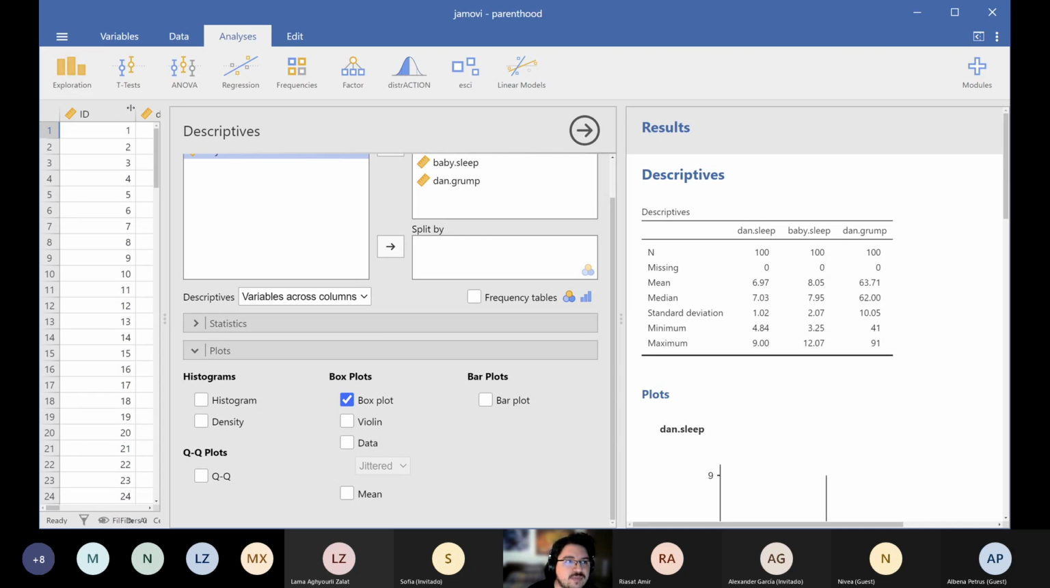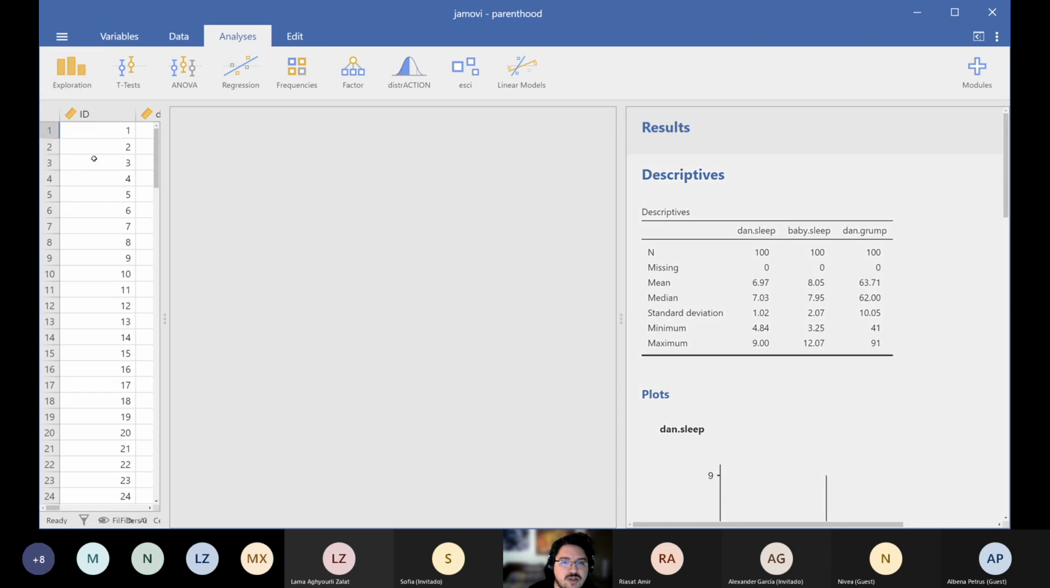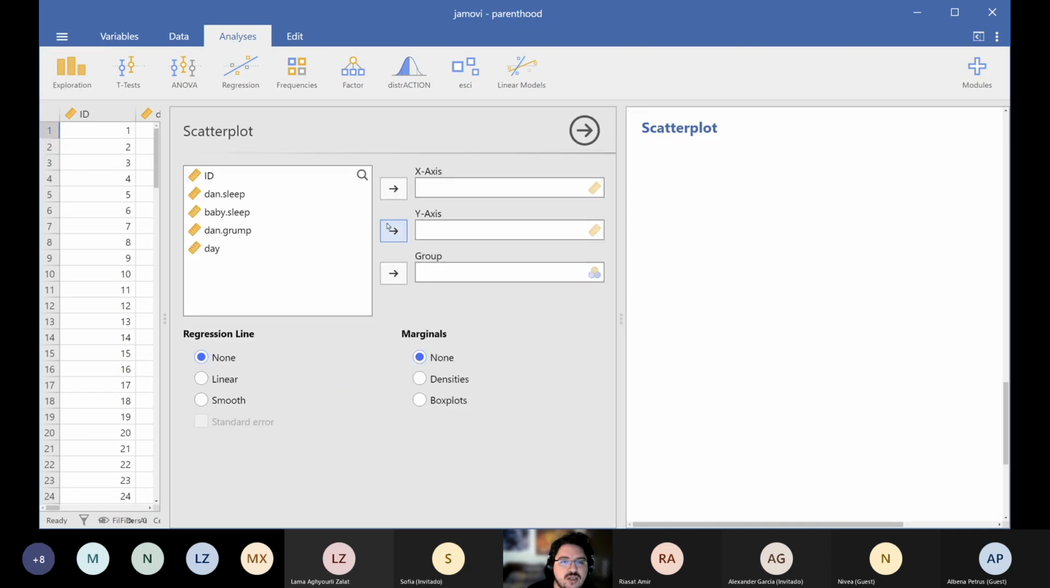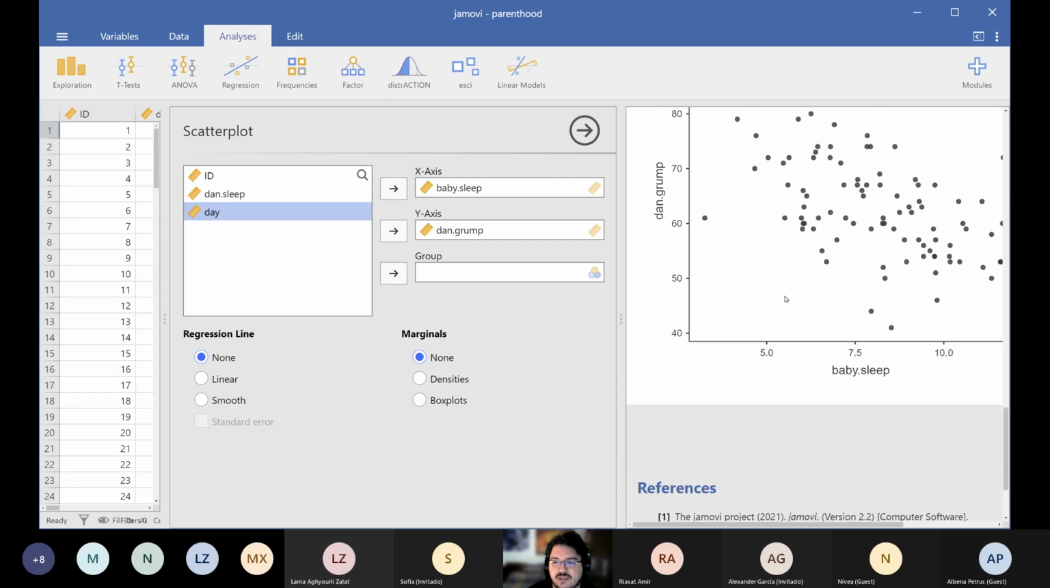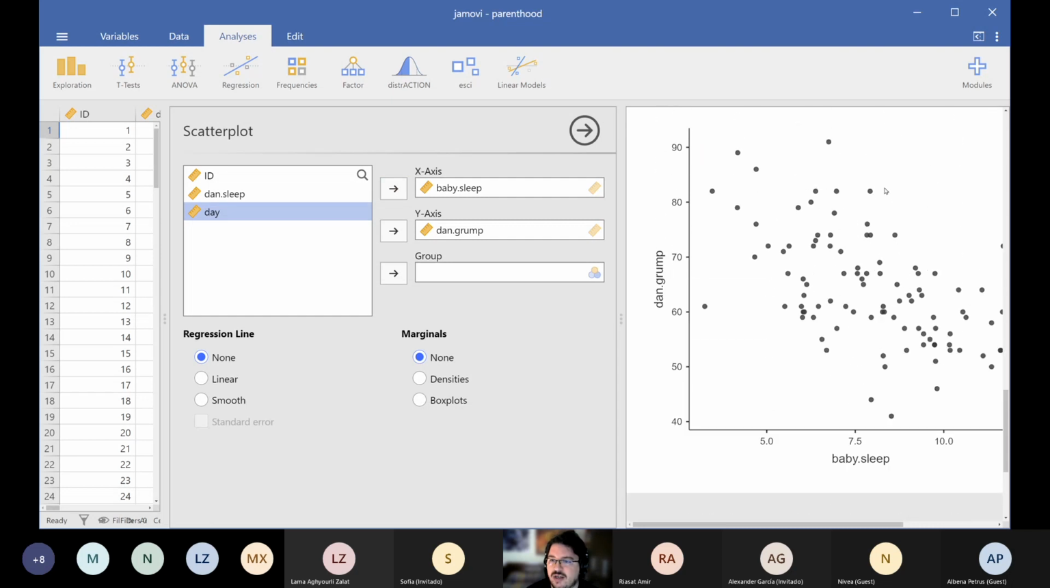After that, let's do some scatter plots. We have some a priori conceptions here, and I think that grumpiness will be affected by baby sleep. Well, it's way too big now.